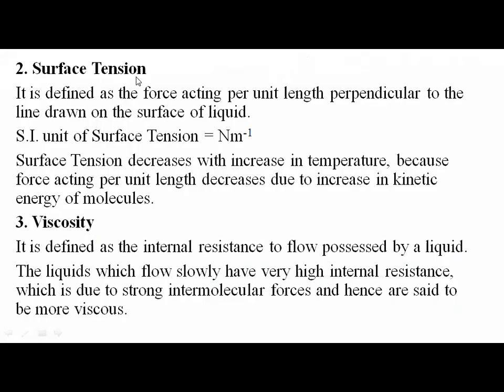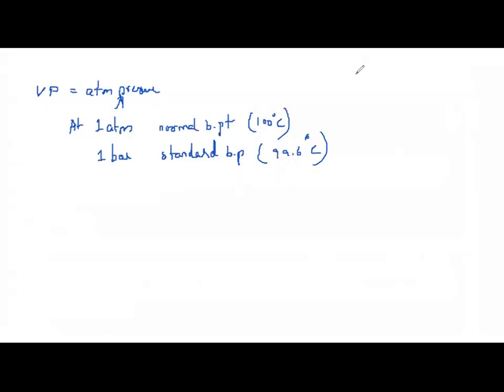Then next is viscosity. Viscosity is what? Some liquids are viscous, we say. It is defined as the internal resistance to the flow possessed by the liquid. Liquid has got two important properties. One is fluidity and another one is viscosity. Opposite to each other, both are. Fluidity is the tendency of the liquid to flow. Viscosity is the tendency of the liquid to stop the flow.